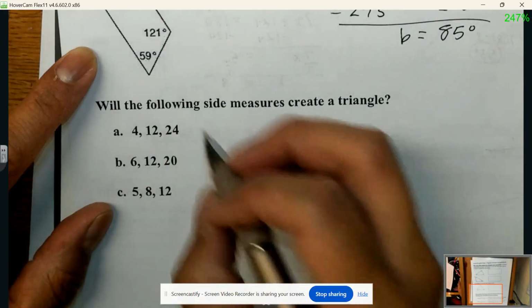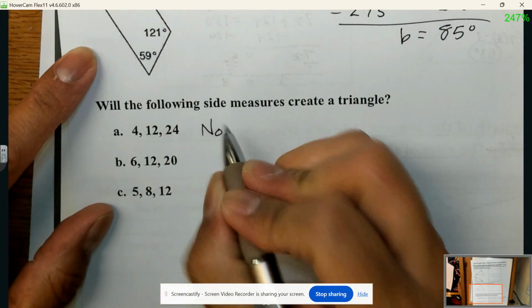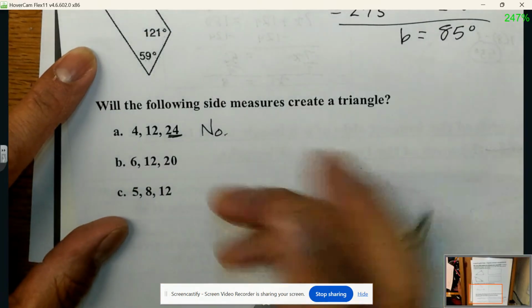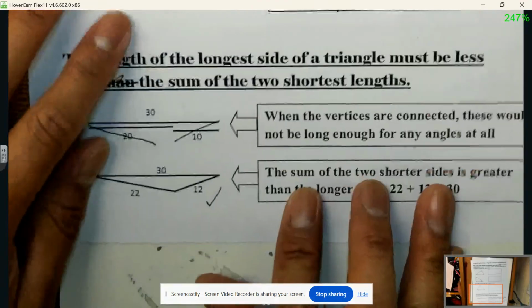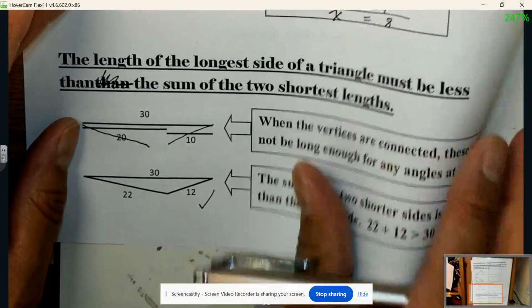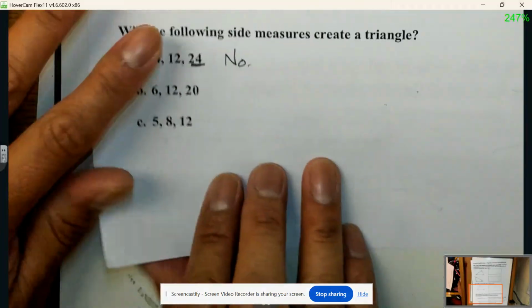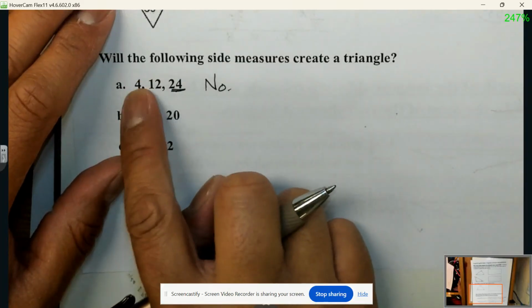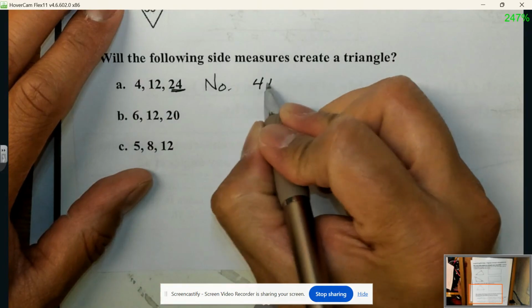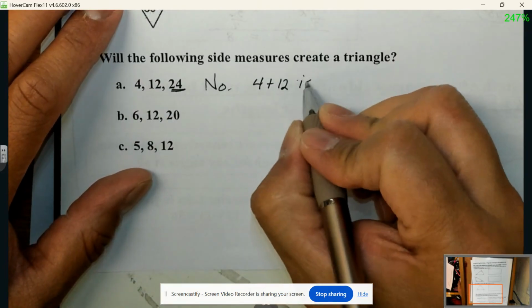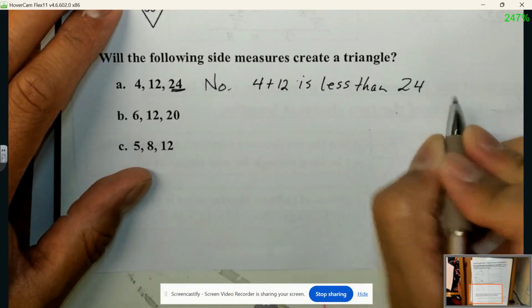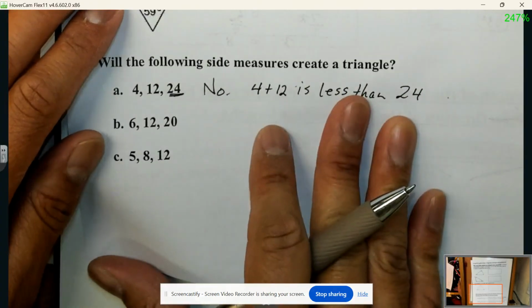Okay, and the answer is no, because if we add the two short sides, they're not longer than the longer side. And as we looked at on this part, it says the longest side must be less than the sum of the two shortest sides. Okay, so this is more than. So 4 plus 12 is less than 24. Okay, it must be more than.